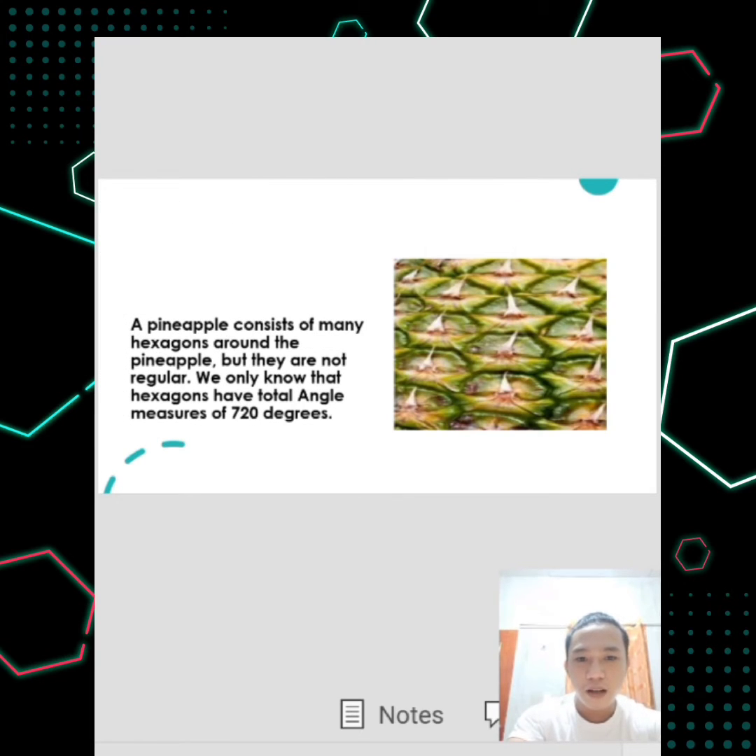Lastly, a pineapple. A pineapple consists of many hexagons around it, but they are not regular. So this is an irregular shape because the hexagon's total angle measures 720 degrees, and the pineapple doesn't.